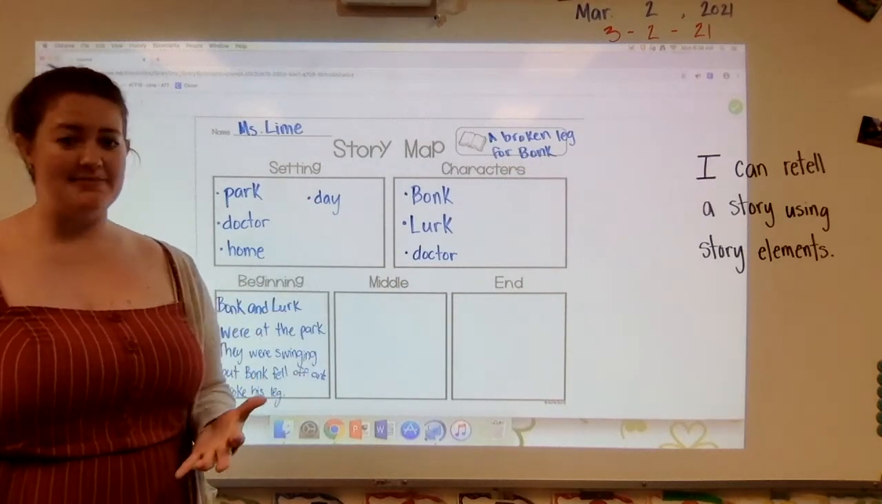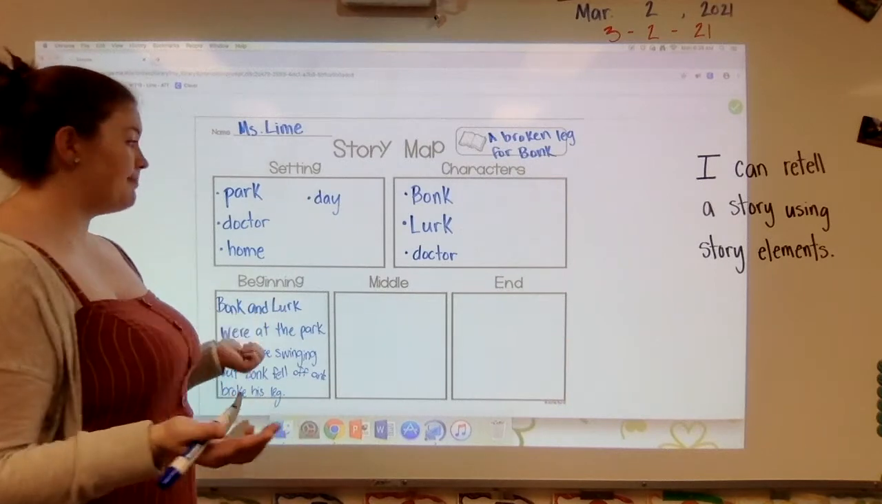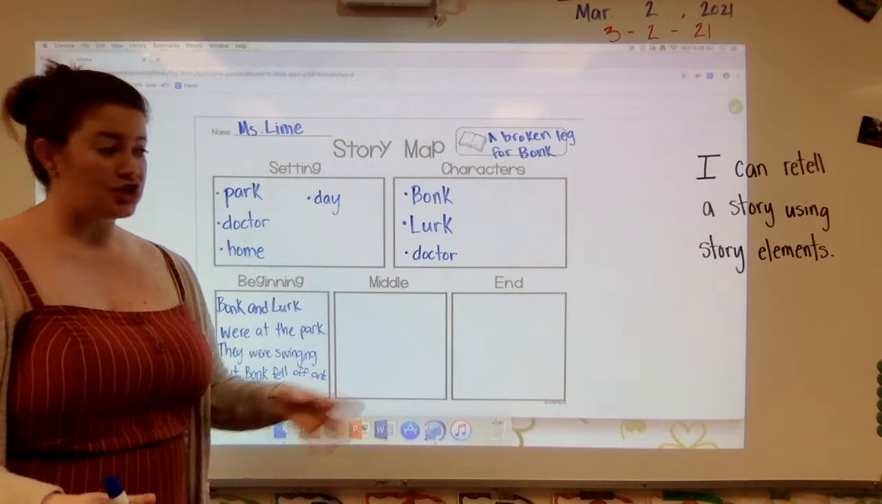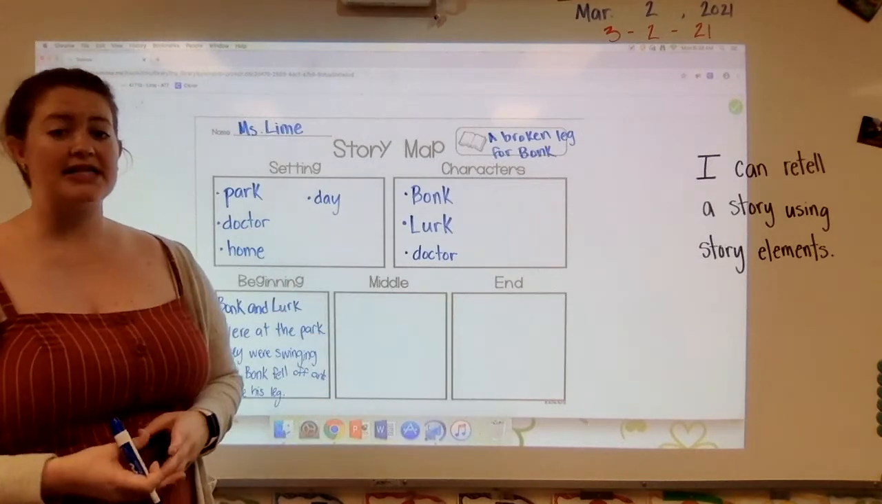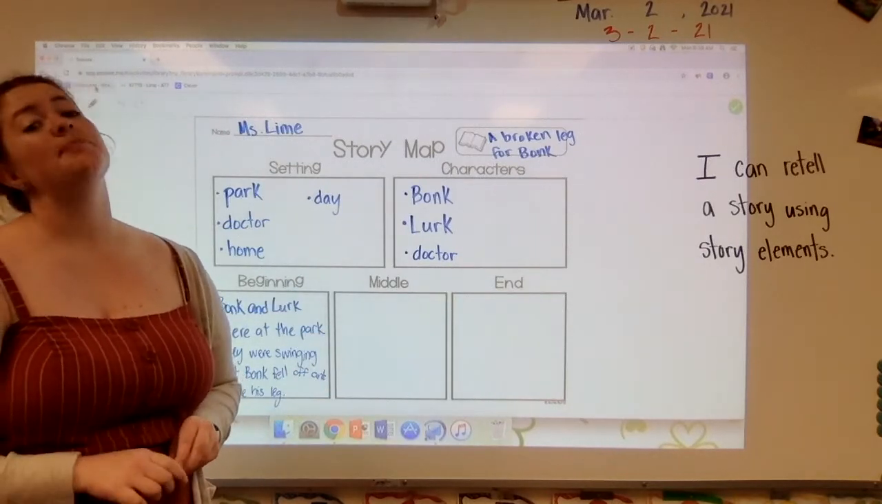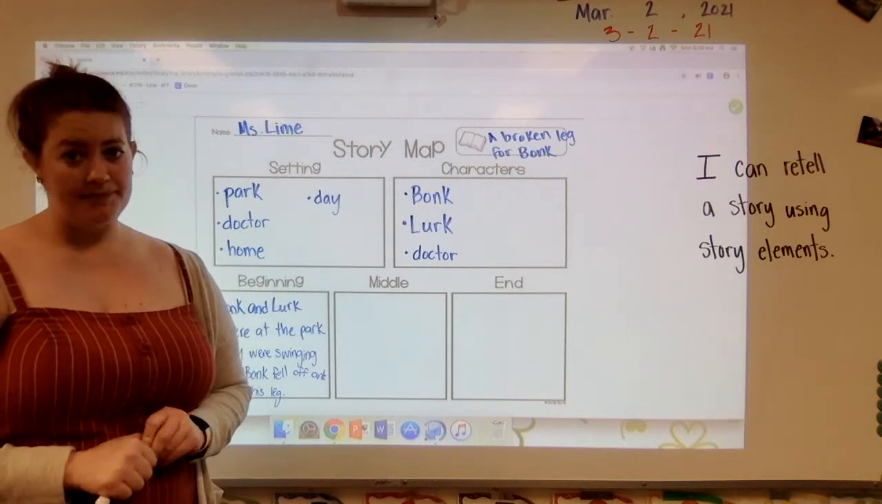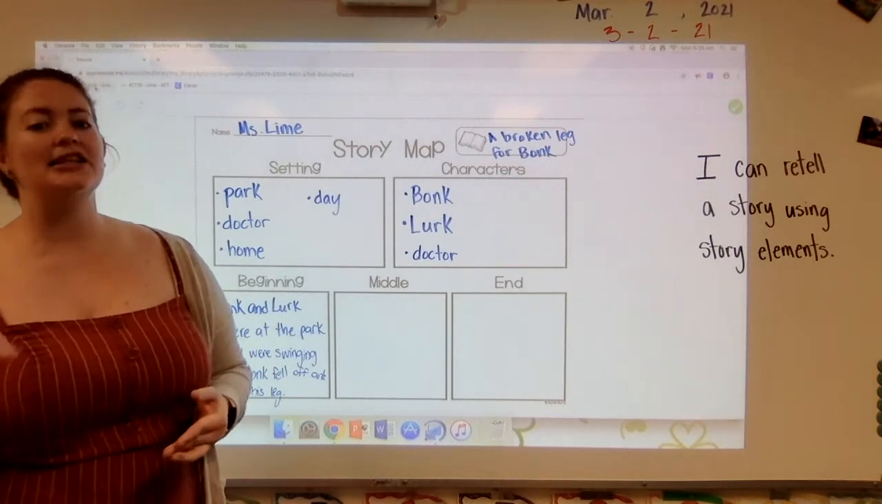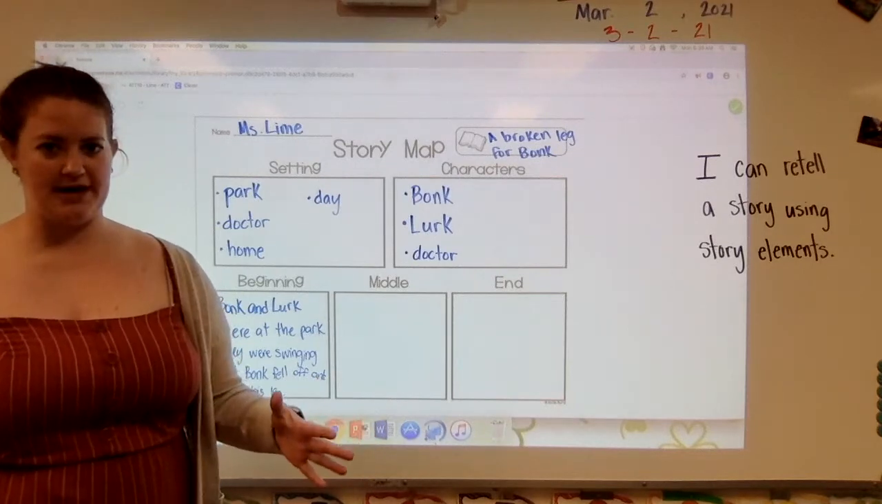What happened in the middle? Well, Lurk and Bonk went to the doctor's office, and the doctor put a cast on Bonk's leg, and he said that Bonk was going to need some help. So Bonk got a bell and then started ringing it and had Lurk do everything for him.